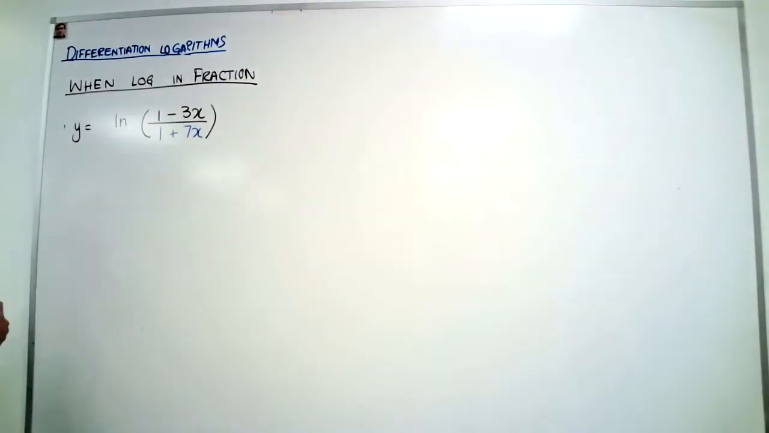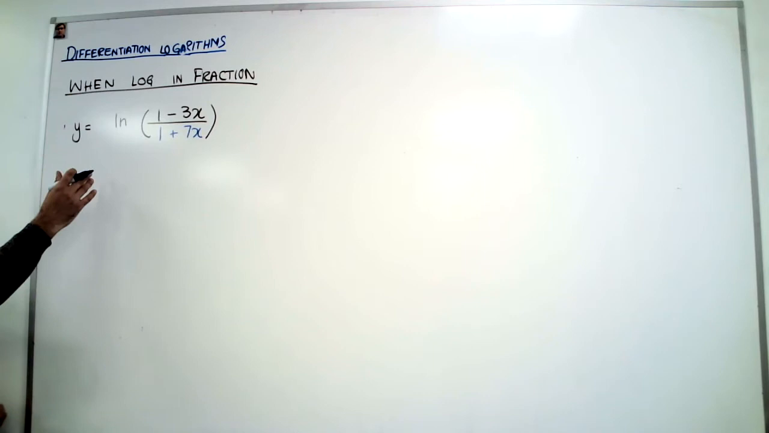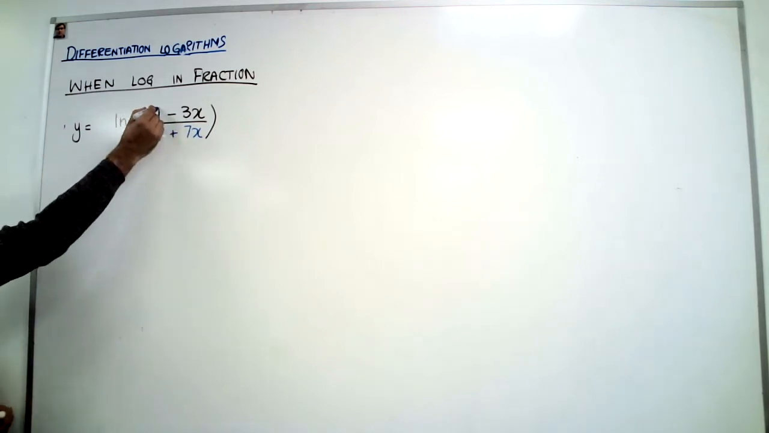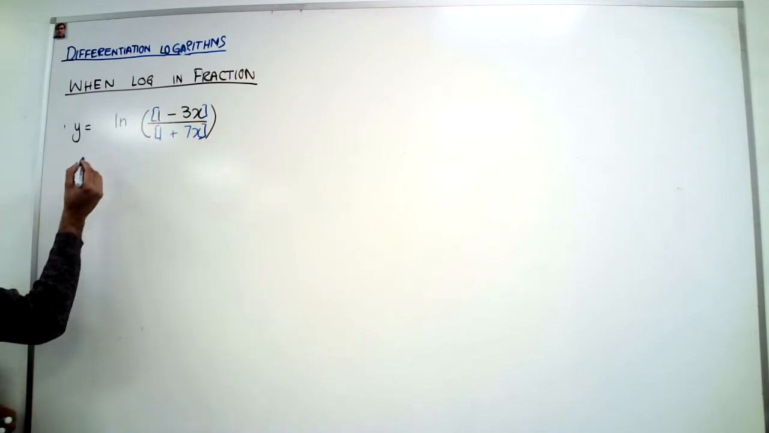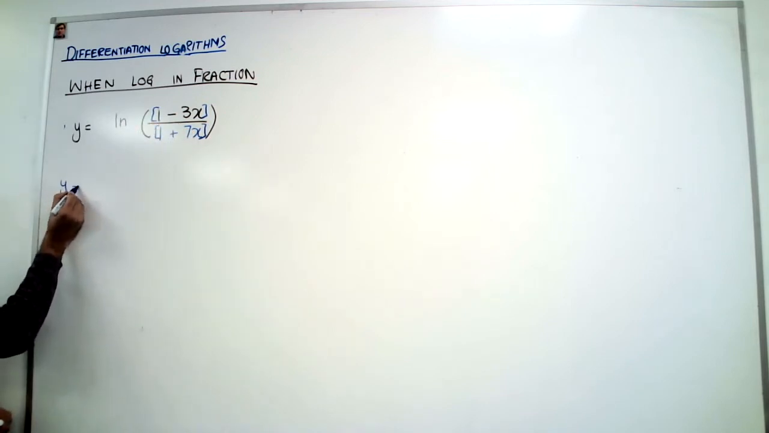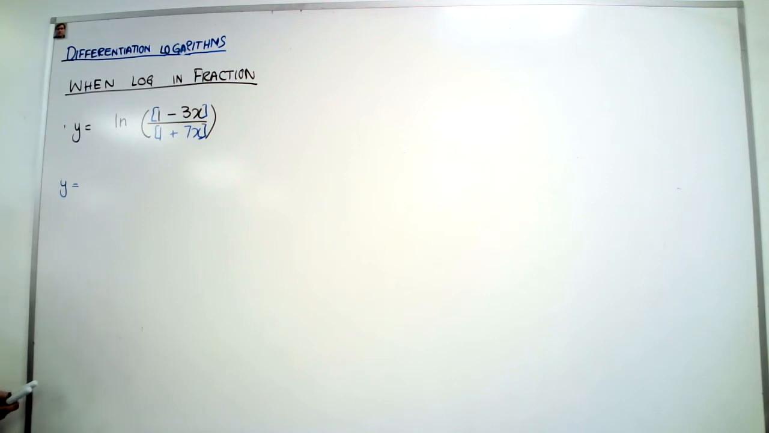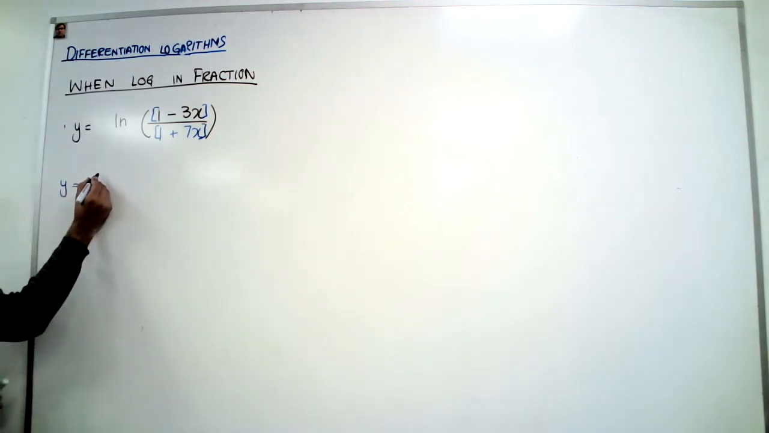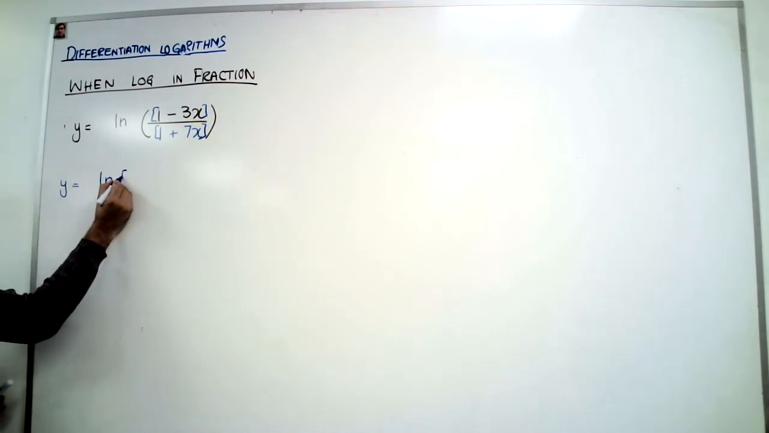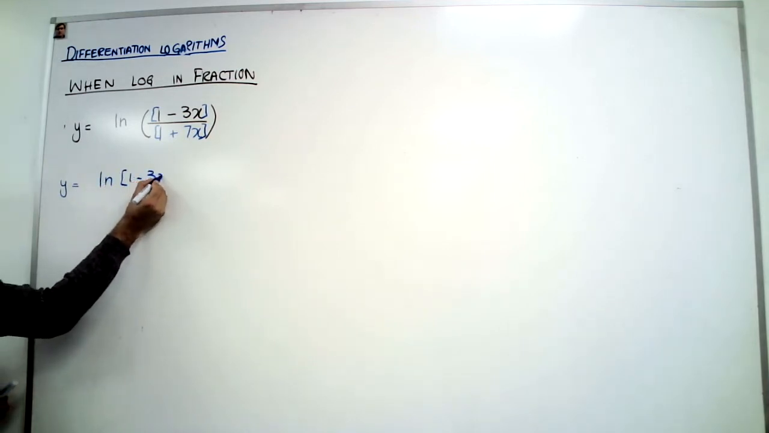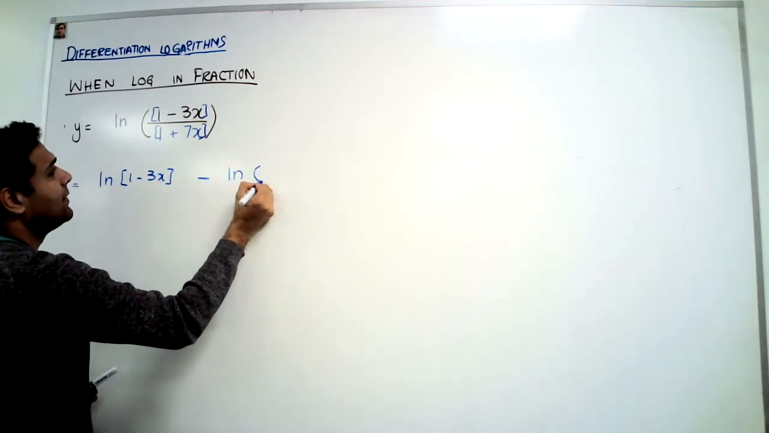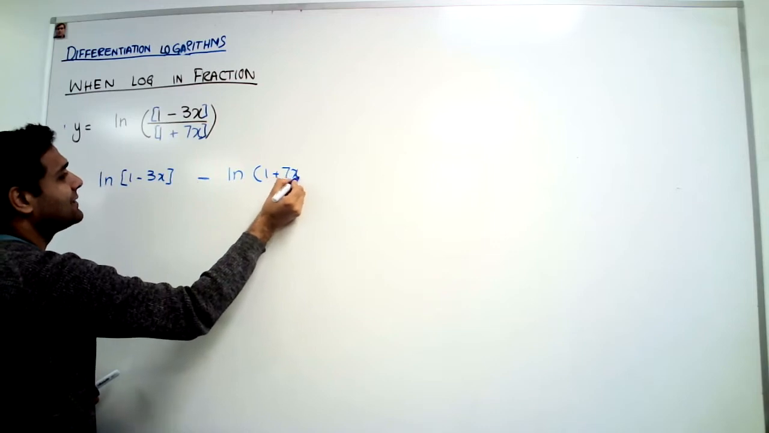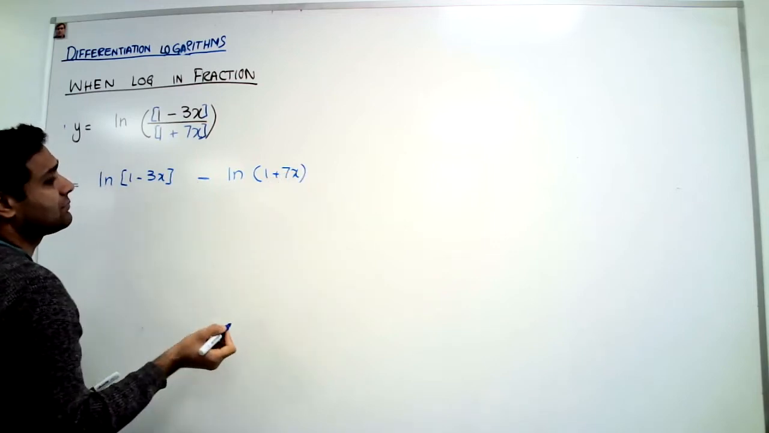Okay. Now let's say I got this one and I want to differentiate it. Now there's one bit here and there's another bit here and they are dividing. The rule for the log is when it's dividing, we need to subtract them. So that will become ln(1 - 3x) minus ln(1 + 7x).